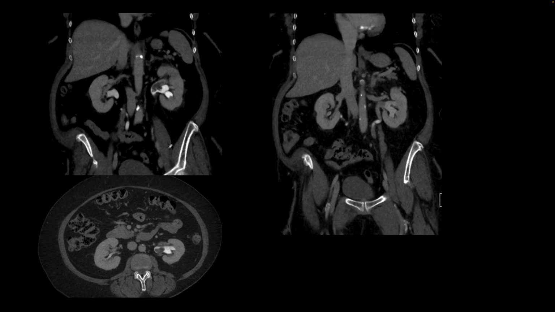This is our next patient. They were suspected of having a urothelial malignancy. These tumors are common in older men with a history of smoking, and a CT urogram was performed.